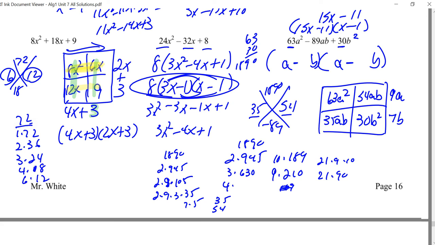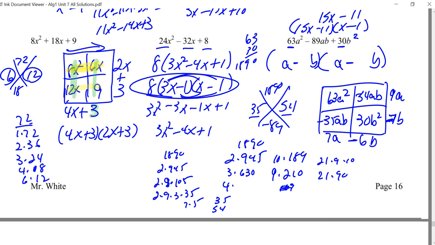Oh wait a minute, did I forget? These are supposed to be negatives. Anyway, so this should be a negative 7B. Okay, so what does 63A squared and 35AB have in common? Let's see, 5 times 7. How about 7A? Negative 54AB and 30B squared. Well, it's going to be negative. It's going to be a B. Let's see, 9 times 6. How about 6?